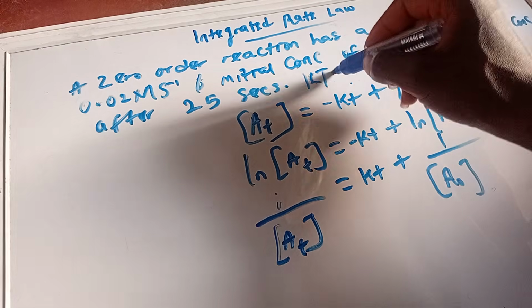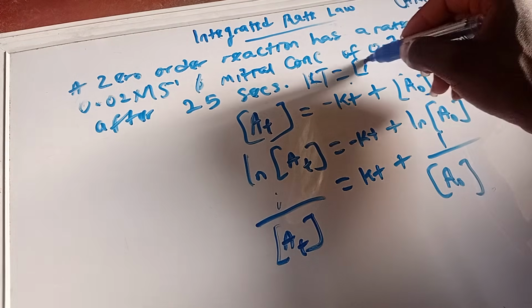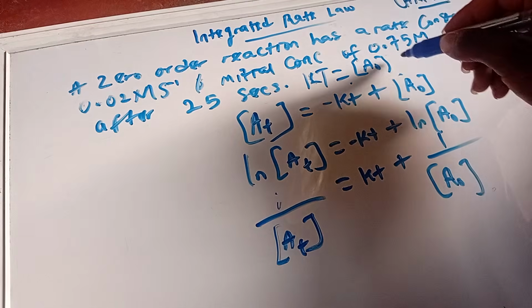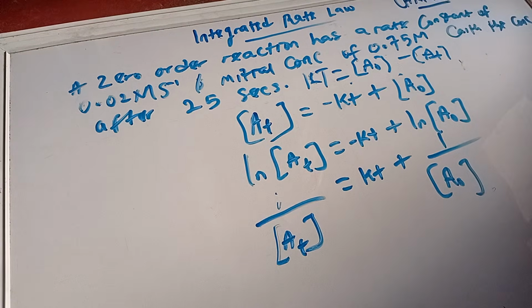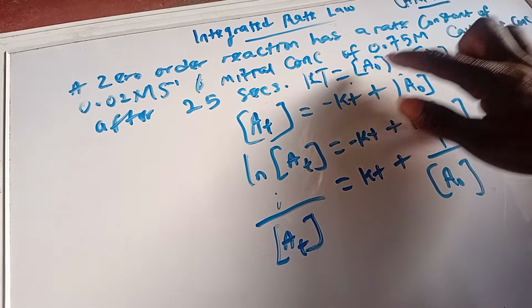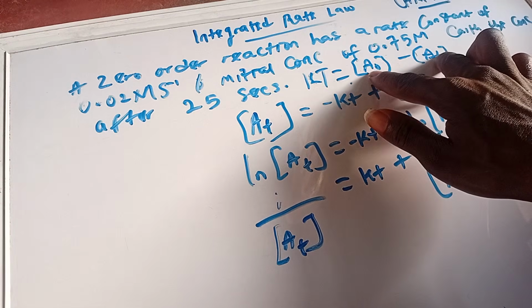So there's no minus again. KT will give us what? Conc of A0. Then this one will come minus what? Conc of what? At, right? Now, this is conc. The unit is mole. If you subtract them, you still get mole.